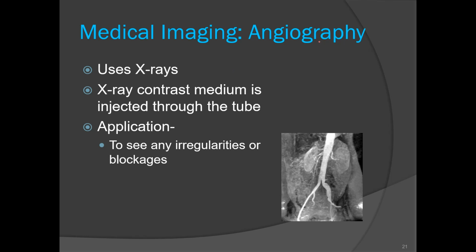Now the next technique is angiography. Here also we use X-rays, but the working principle is a little bit different. Here we inject an X-ray contrast medium. That will enhance the contrast of that particular vessel as compared to the other body parts, and then we can detect the irregularities or blockages in the blood vessels or arteries. So this is the working of angiography. Angiography actually comes under radiography.